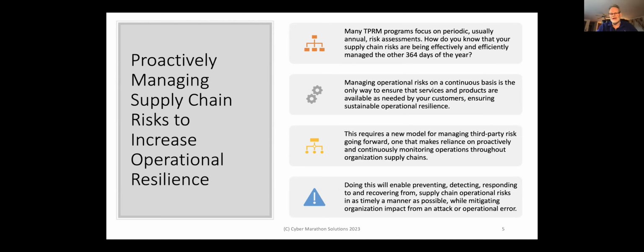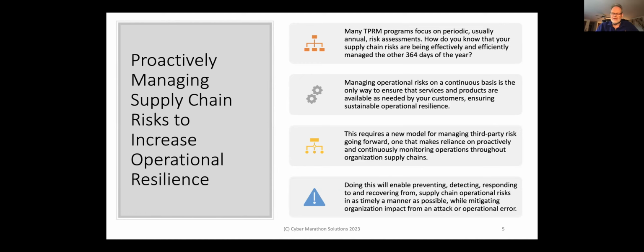So by doing that, we will enable the prevention of disruption. We'll be able to quickly detect when an event has occurred, and likewise, to be able to rapidly recover to continue to deliver those services to our customers.